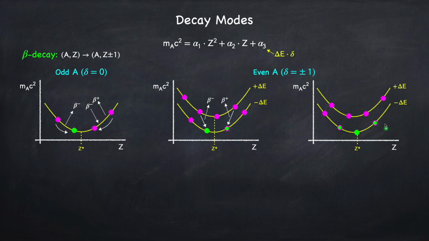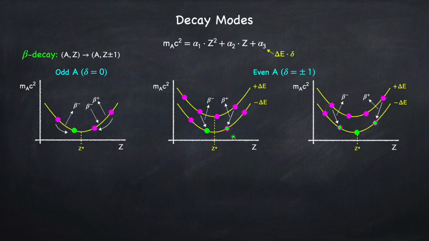Now, what if we're in this scenario? In this case, our closest nucleus to Z star lies at the bottom of the bottom parabola. And just as before, depending on if you have too many protons or too many neutrons, you're going to beta decay to get to a lower energy nucleus. However, now, it turns out we have 2 nuclei that would require double beta decay to move to a lower energy nucleus. So in summary, if A is odd, we expect to have 1 stable nucleus and maybe 1 or 2 unstable nuclei to the left and to the right.